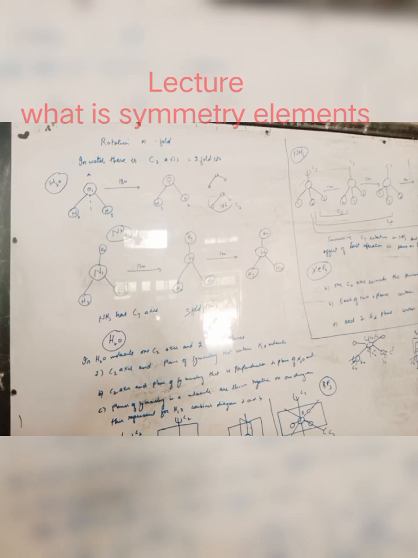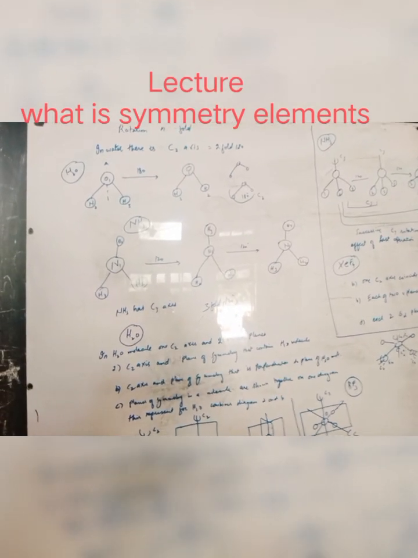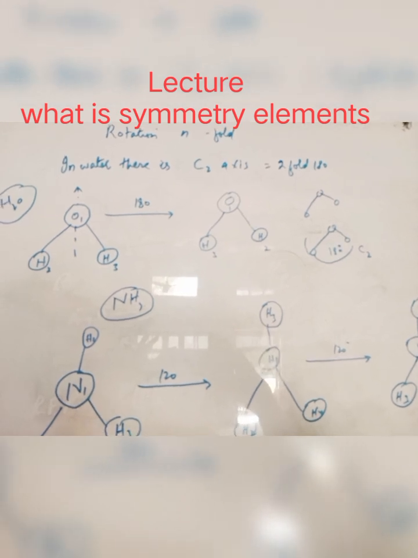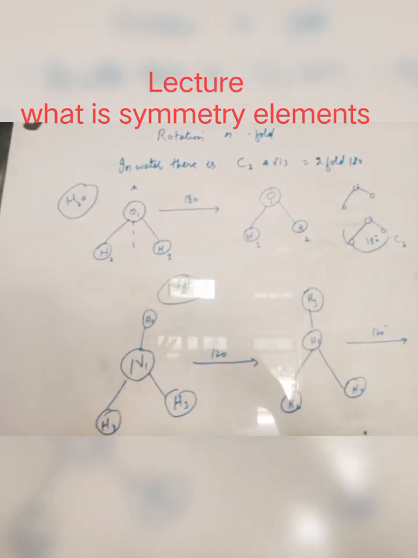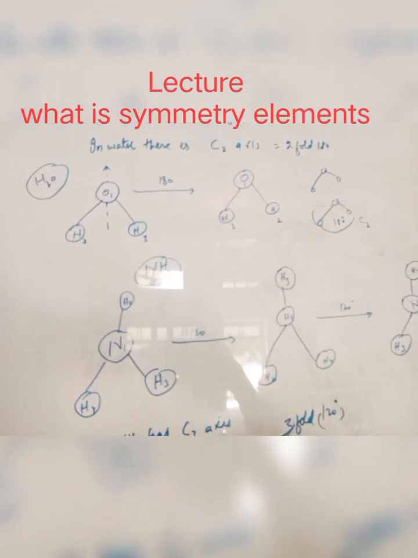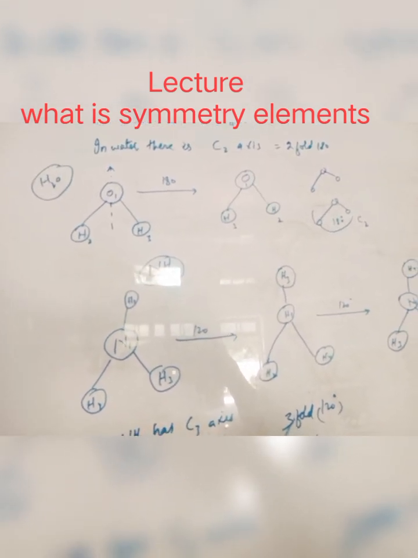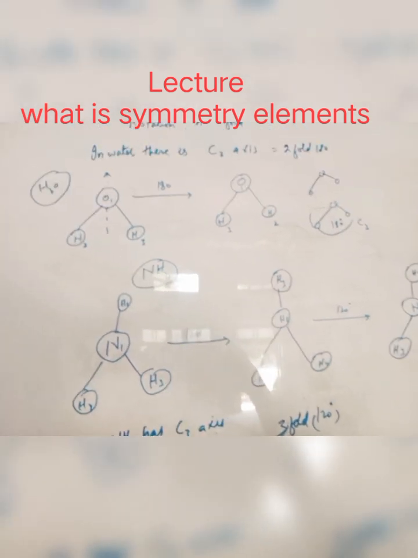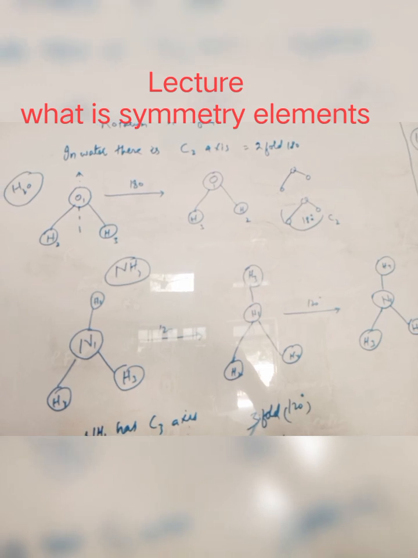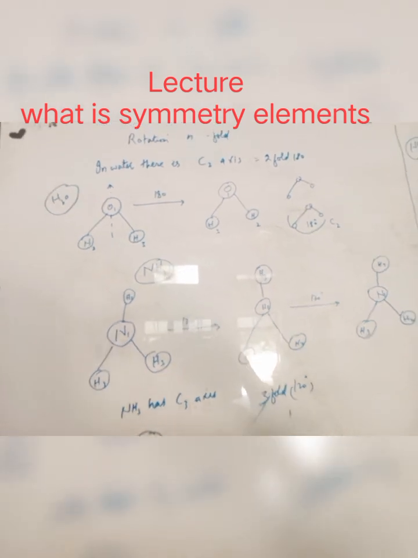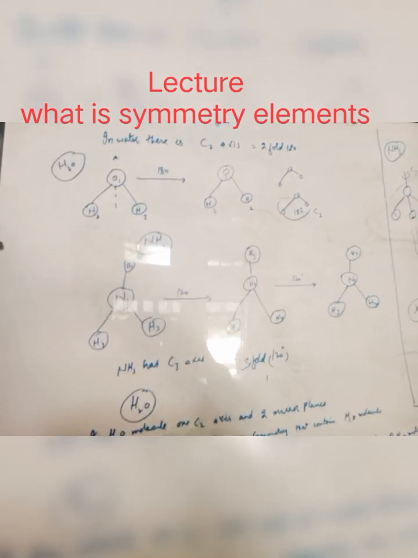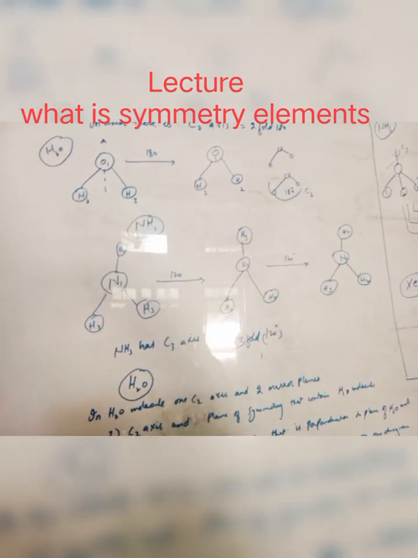Today we will discuss the rotation and unfold. In water, there is a C2 axis, and you can see here that it is a C2 axis, two-fold, 180 degrees. After checking the diagram, we can see that the numbering in the hydrogen atoms will be inverted after 180 degrees, and it will retain its original position after another 180 degrees. So this is called a C2 rotation, 360 divided by 2.